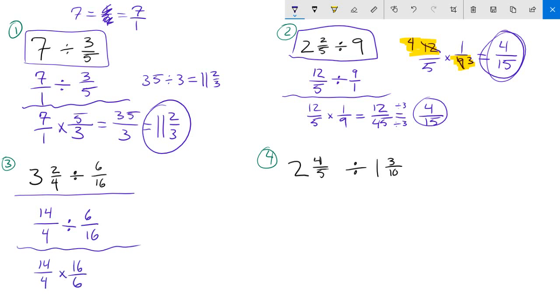16/6. This is going to be a great opportunity to cross simplify. In fact, I'm not even going to do it any other way. If you find yourself thinking right now, like, man, I need to do 14 times 16, I'll let you get your answer, and I'll let you simplify. But I'm going to cross simplify right now. So I'm going to say 4 and 16 both have a common factor of 4.